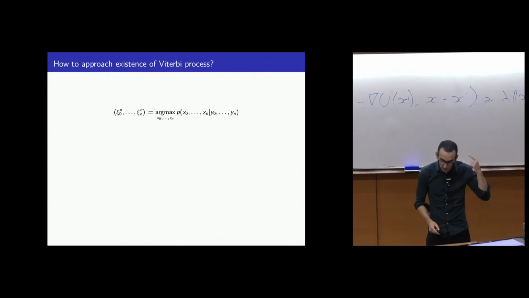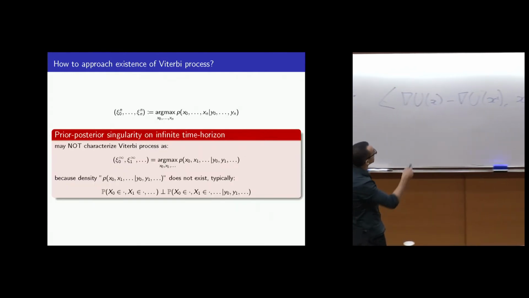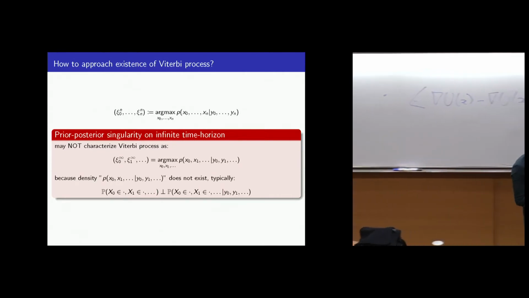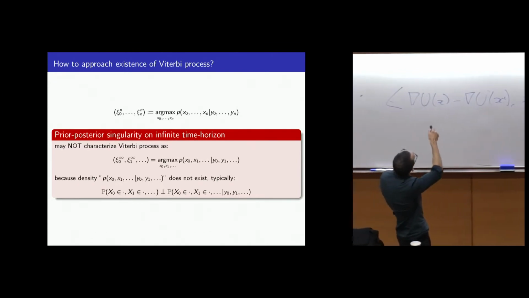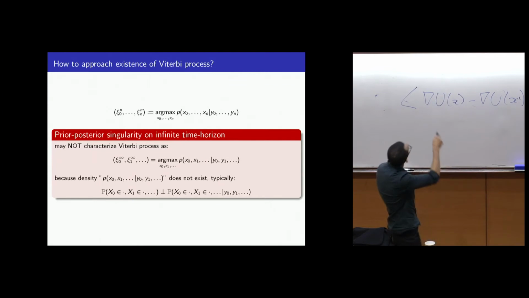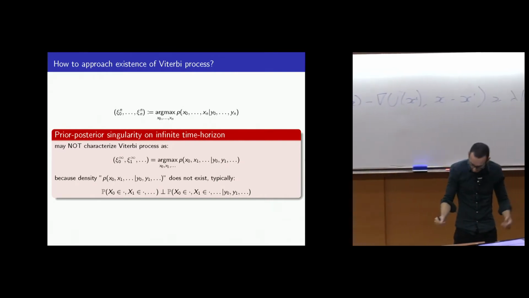Okay, so that's just a reminder of the definition of the MAP estimator. And one thing that might be tempting to do is that you could say, well, should I think of this Viterbi process as somehow the maximizer of some limiting density, right, as the time horizon goes to infinity? The problem is that, in general, such a density over an infinite time horizon doesn't exist, okay? Because in typical hidden Markov models, the prior over the signal on an infinitely long time horizon is singular with respect to the posterior. Okay, so dead end, you can't do that.